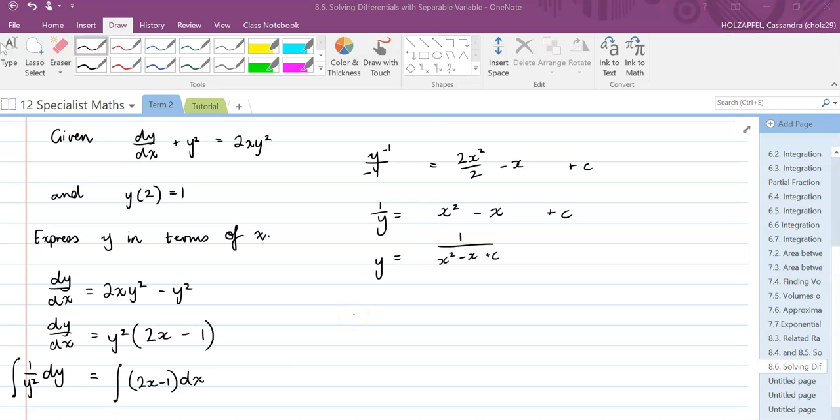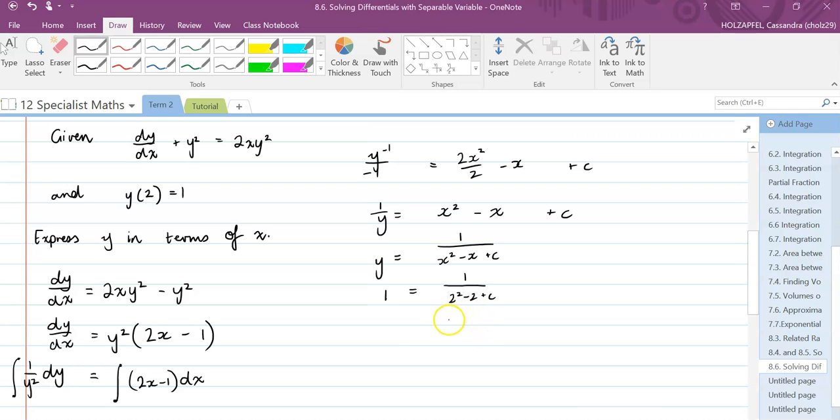Specifically, this question is asking us to express y in terms of x, so that's what I've done for this equation. I've done the rearranging first. Let's go ahead now and solve for c. Given that when x is equal to 2, the value of the function y is equal to 1, let's substitute those values in.